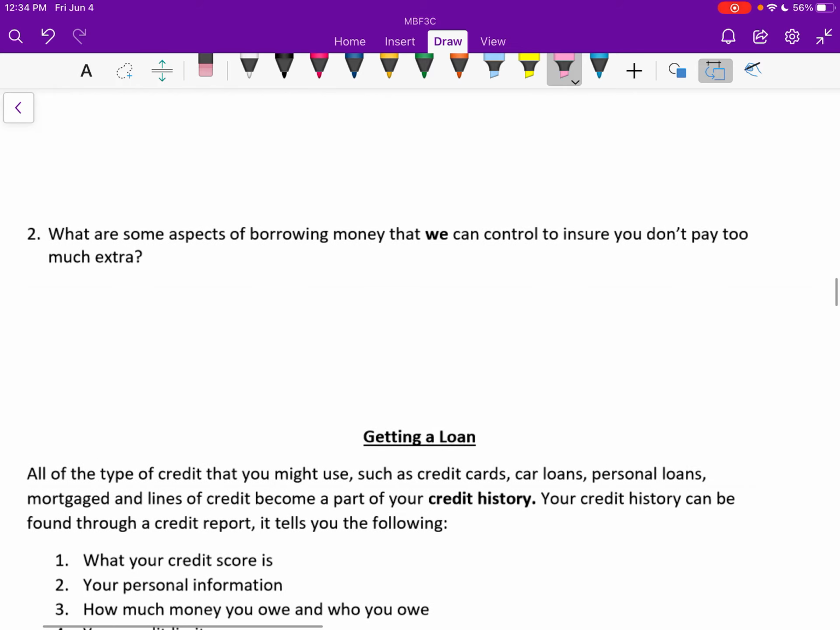Just at the end, the one thing that I do want to talk about is this last question that a lot of people don't realize you can do. There are some aspects of borrowing money that we actually can control. There are a few things that we can do to make sure you don't pay too much extra on your loan.